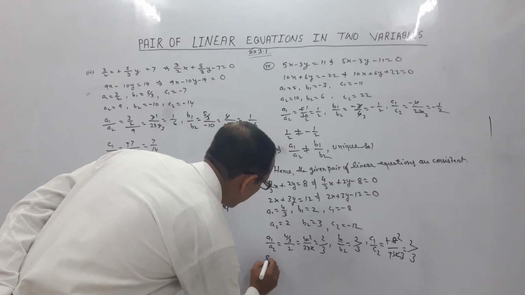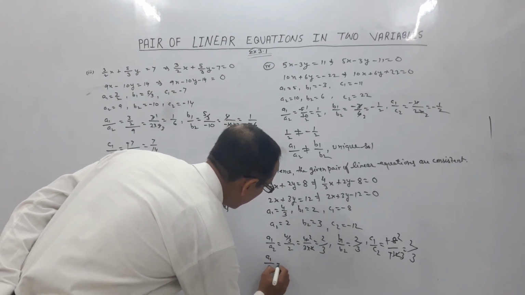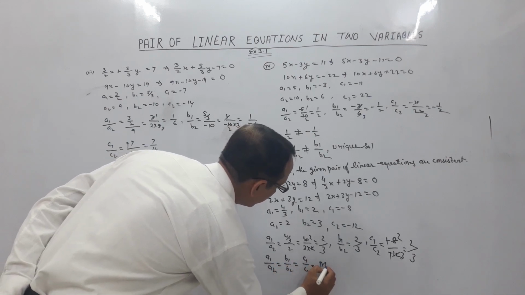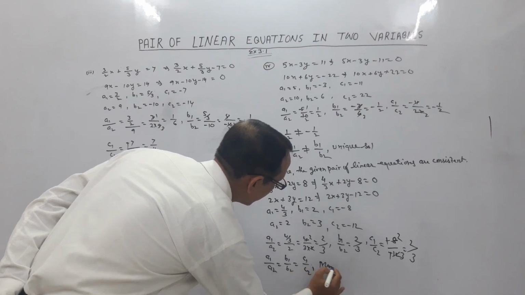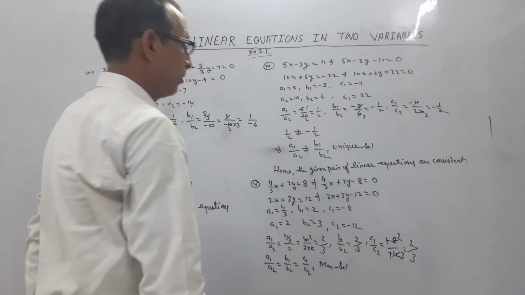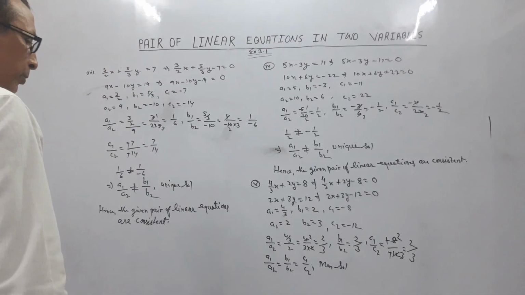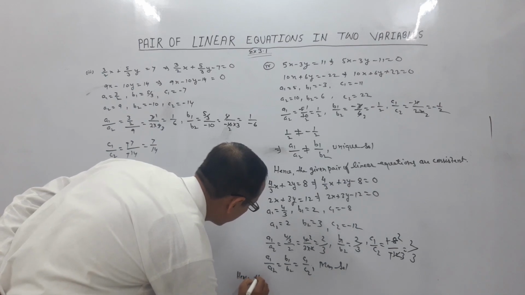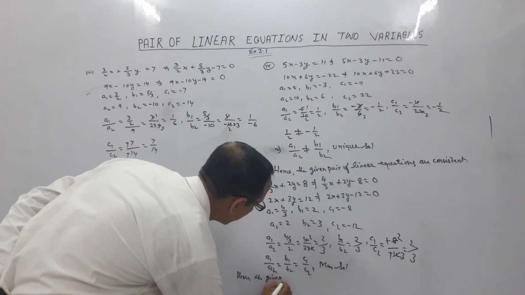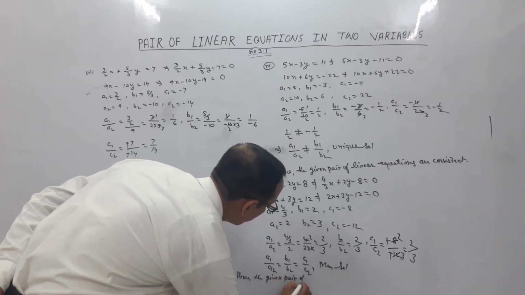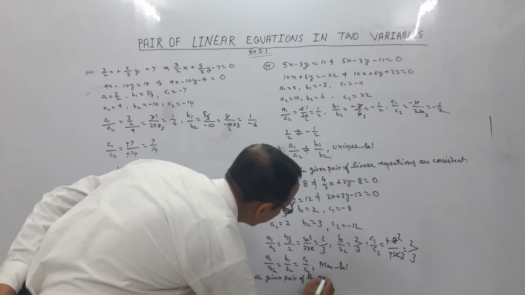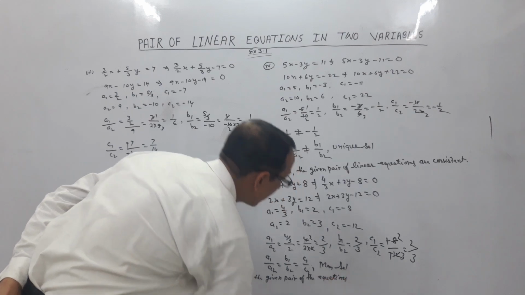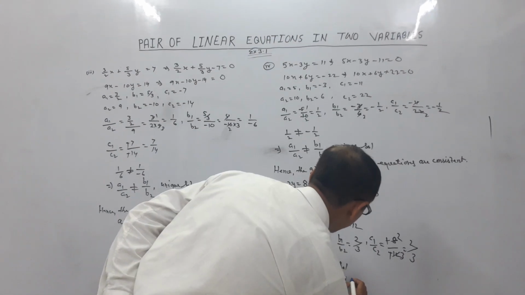So a1 by a2 equal to b1 by b2 equal to c1 by c2. So many solutions. Okay, many solutions. Hence, let's write here, hence the given pair of equations are consistent.